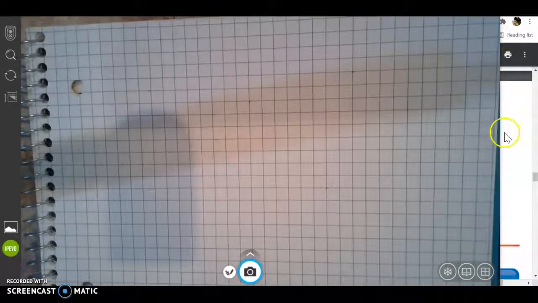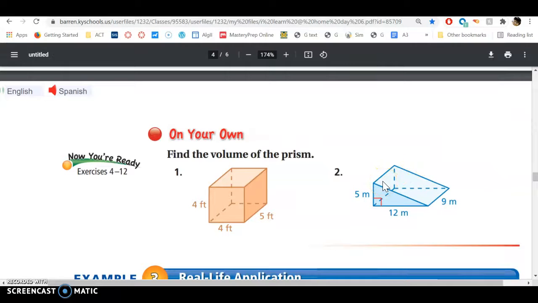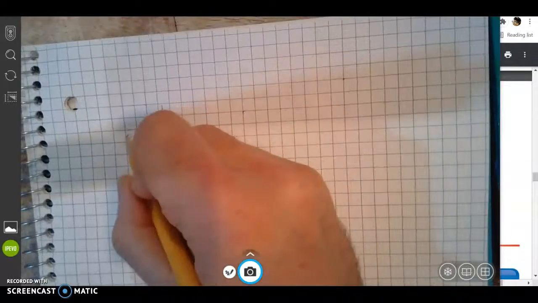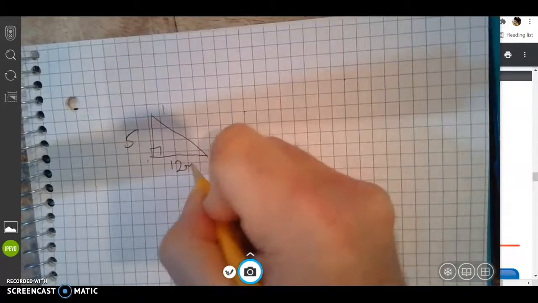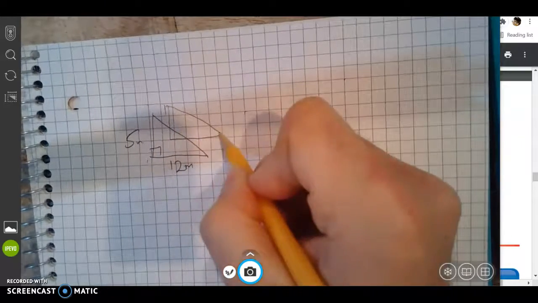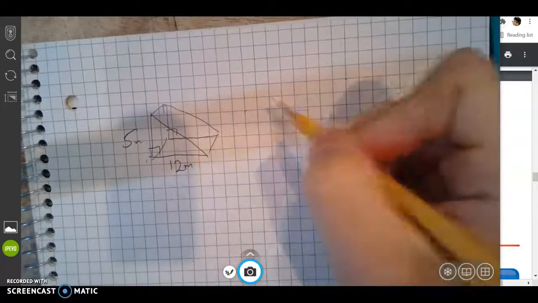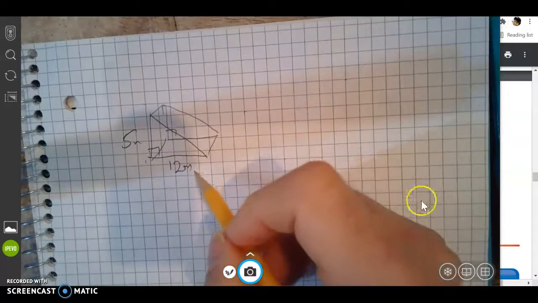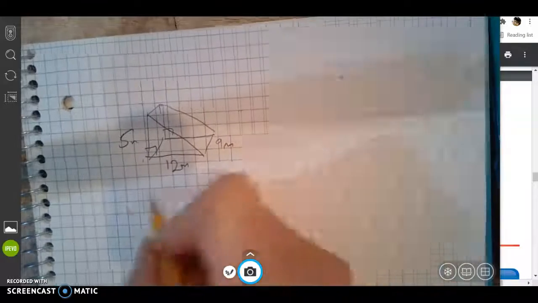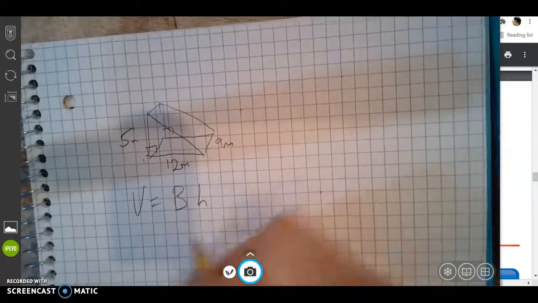Here we go. Let's do the triangle. Let's see if you got the triangle right. All right, so here it is. Drawing the triangle. Oh, it's a right triangle. And then you have another right triangle. So you have 5, 12. And then I'm going to draw another right triangle like this, sort of overlapping, but it's congruent, so like that. And 5, 12, and the other side is 9 meters. So volume is area of the base times the height.